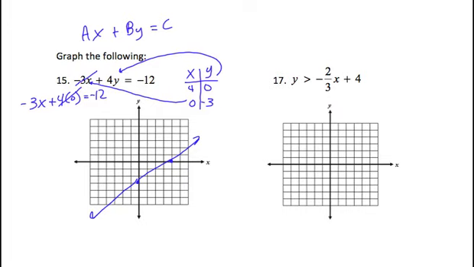So anytime an equation is in this standard form, something x, something y equals some number, I think the easiest way to graph that is just go ahead and find the two intercepts and connect them.